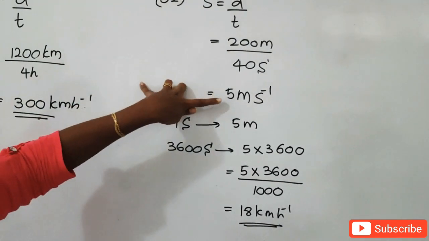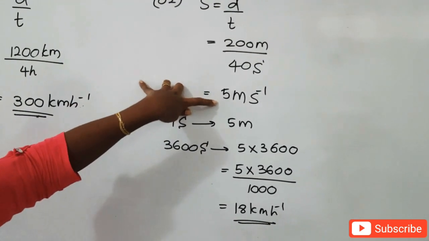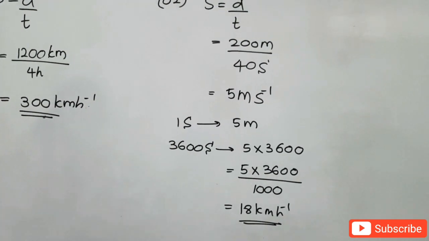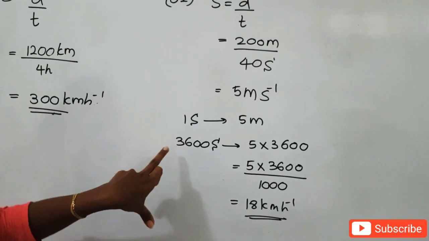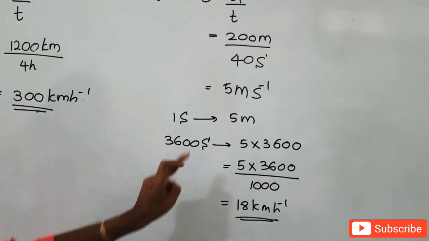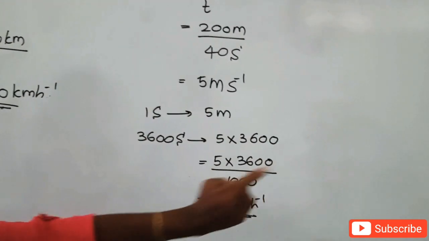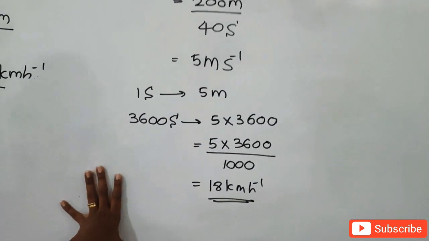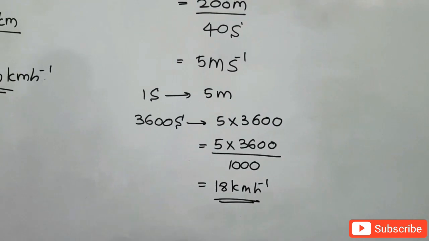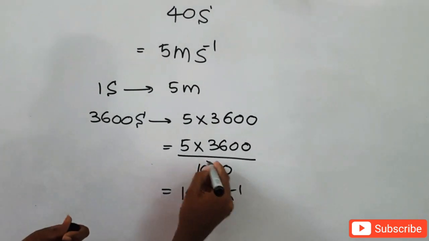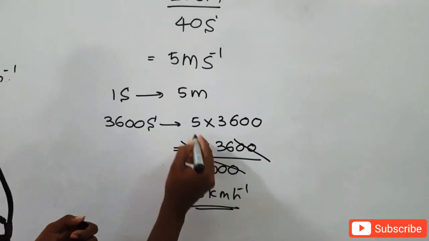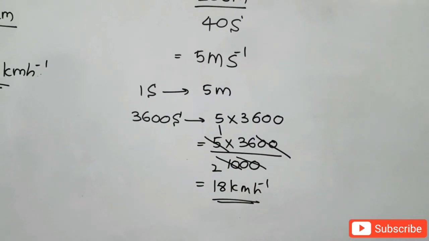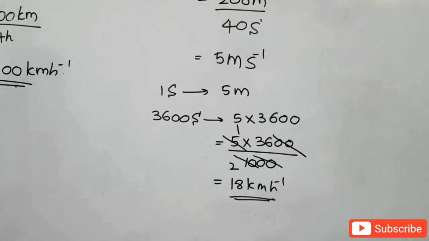The meaning of 5 meters per second is that within 1 second, he has gone 5 meters. So 1 hour has 3600 seconds. So we calculate for 3600 seconds and convert into kilometers by dividing by 1000. We can see these zeros will get cancelled. 5 times 1, 5 times 2, 36 divided by 2 will give us 18 kilometers per hour.